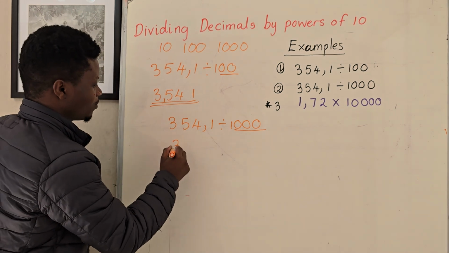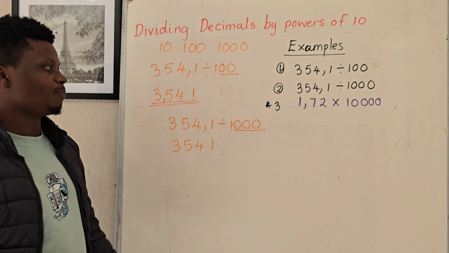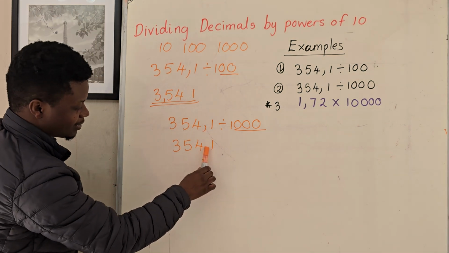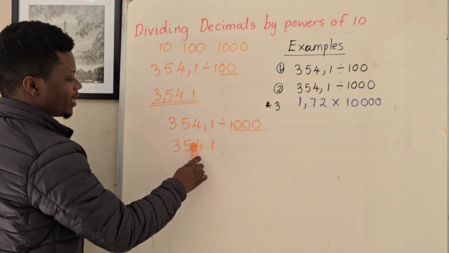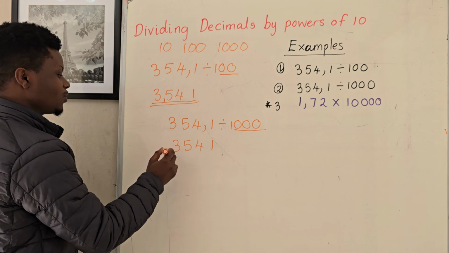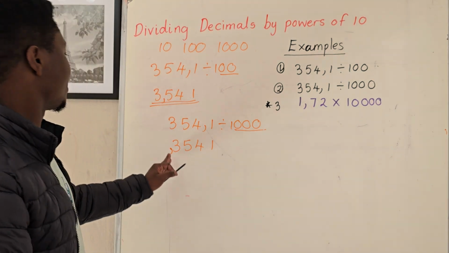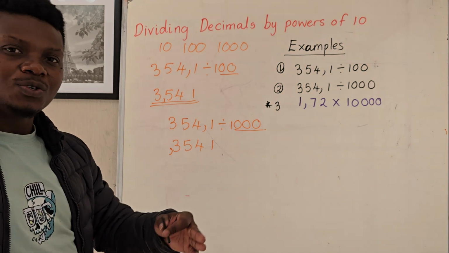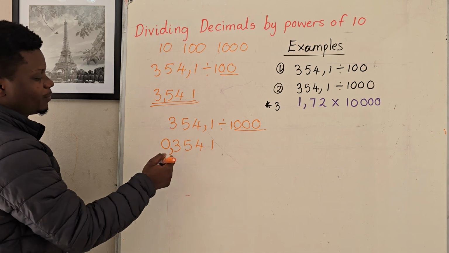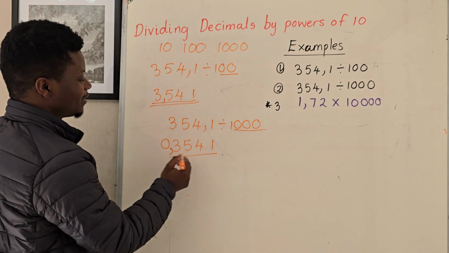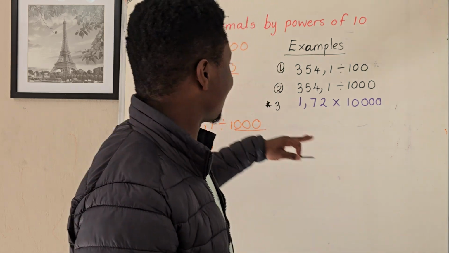Rewrite your sum 354, 1. Just ignore the comma at this moment. Then this is where your comma is. Let's move 3 places to the left. 1, 2, 3. So your comma is right here. But remember, you can't just write a number as comma 354. You just have to insert a 0 right in front. So that becomes 0.3541. This is your final answer. Pretty simple, right? Let's try this one.